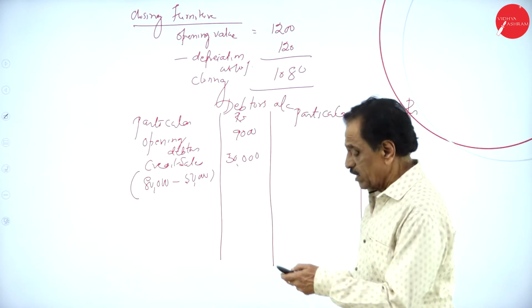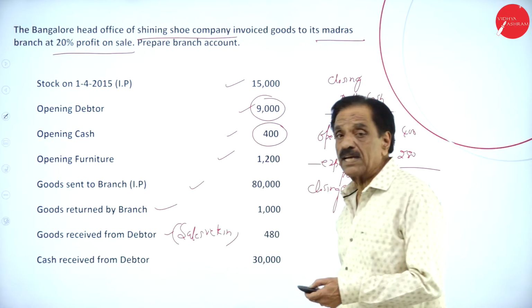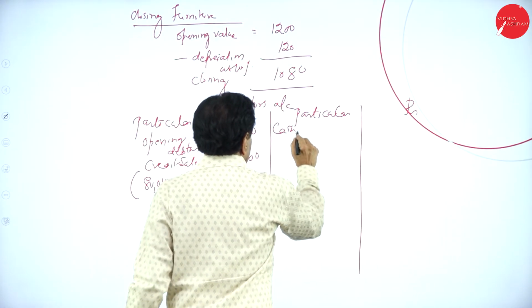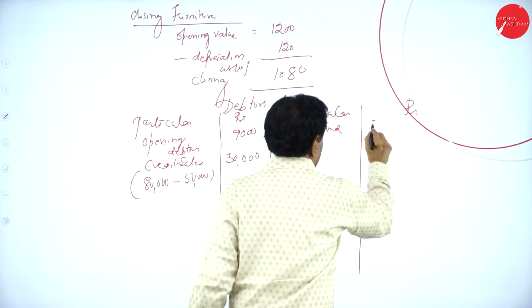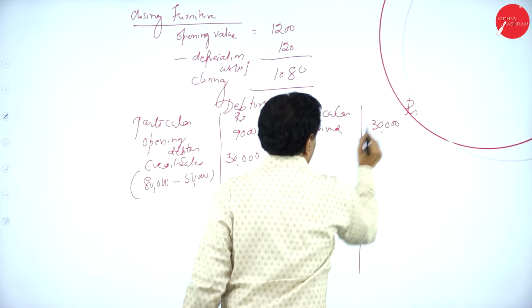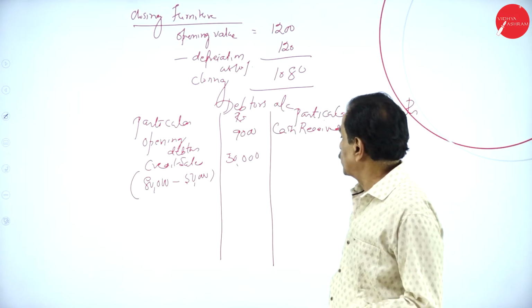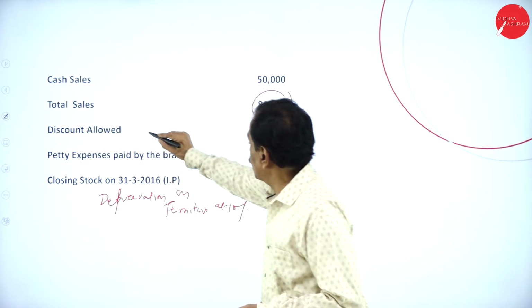Okay. How much cash received from debtor or customer? See that here. Cash received from debtor, how much is there? 30,000. Cash received. 30,000 received from our customer. Actually, you have to receive 39,000. How much already received? 30,000. Balance 9,000 to be received. Have you got the bad debt? See that. Discount allowed. Discount allowed is there.